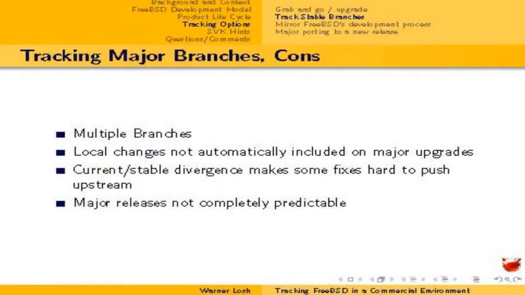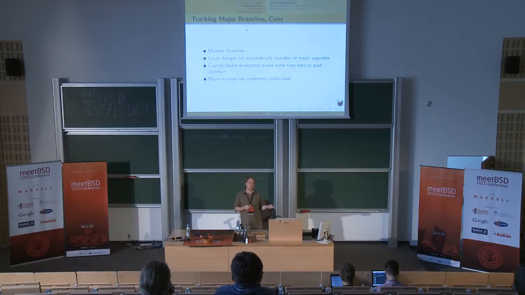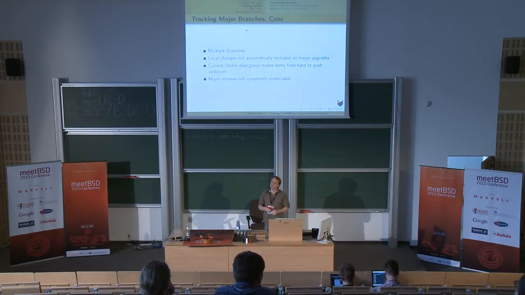The disadvantages of this are that you can have multiple branches going at one time. If you have products that live for 5 or 10 years that you need to do maintenance on, and you based it on an earlier release of FreeBSD, you might have some additional overhead to do that. Since you're doing a separate repository or a separate branch for each major release, your source code changes aren't automatically brought forward. And finally, although we've gotten really good recently, major releases aren't completely predictable in the project.